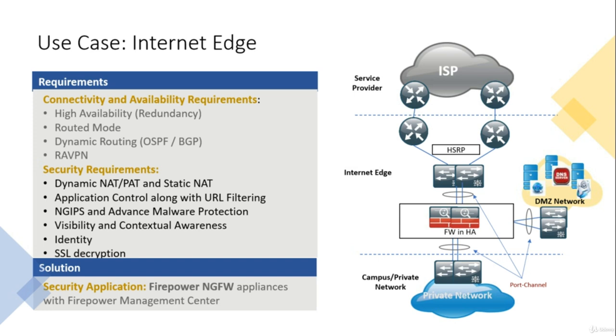The solution for this use case is the Cisco Firepower Next Generation Firewall, which encompasses all of the requirements of an Internet Edge firewall. The diagram shows a high-level architecture and placement of firewall in such a scenario.